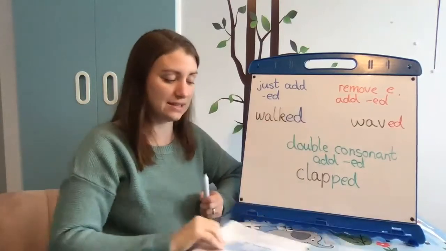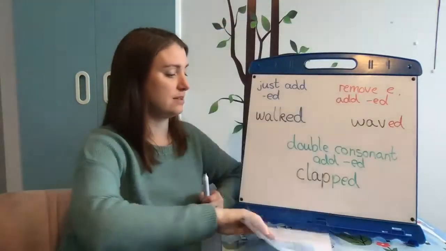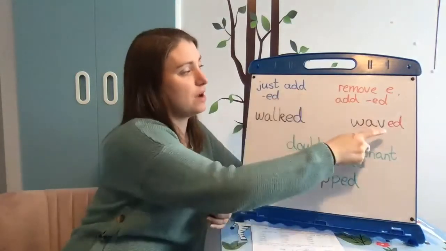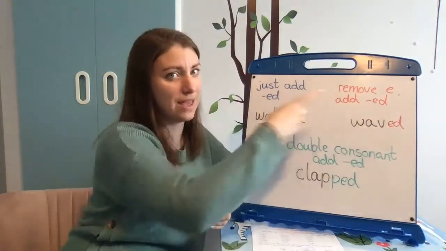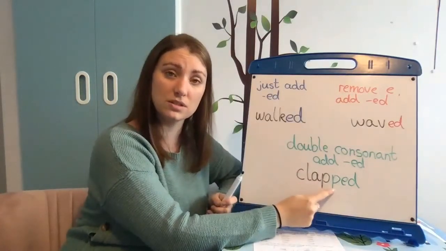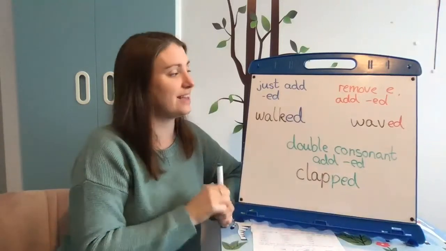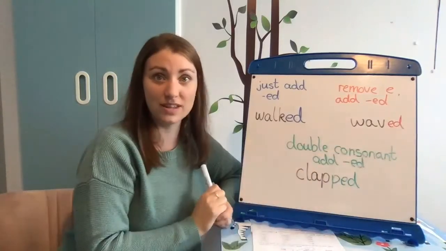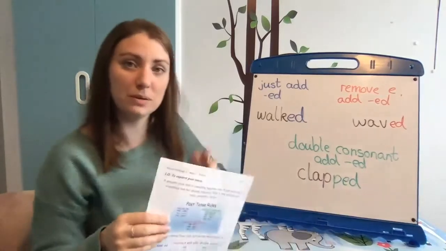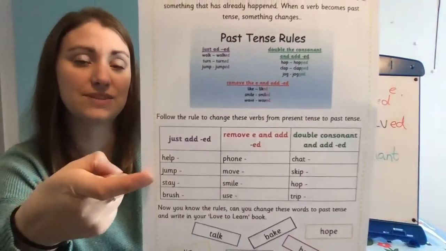And if you have the handout, you'll be able to see at the top those 3 rules. Sometimes we're just adding an ED, nice and simple. Sometimes we need to take away the E and then add ED. And sometimes we're going to double the consonant and then add ED. But one thing they've all got in common is they all end up with an ED on the end. Okay, now if you've got your handout, which you can pick up from school or you can print out at home, we're going to do this activity just here.